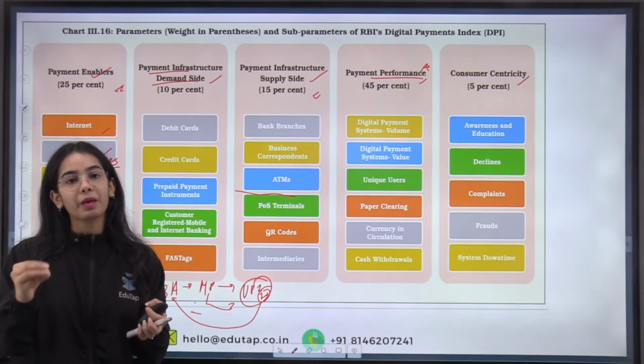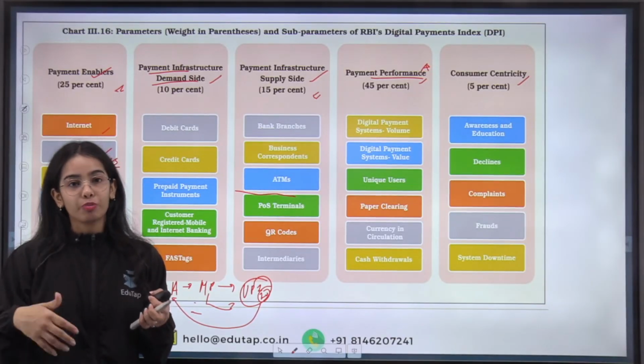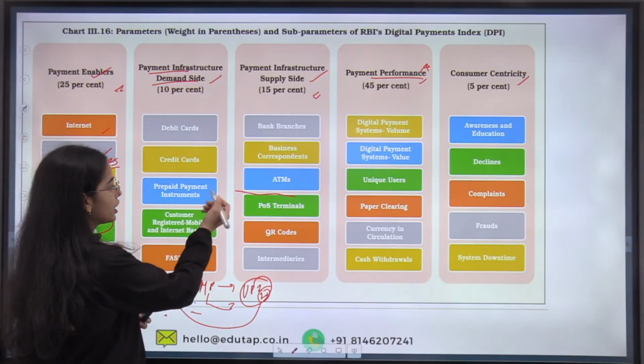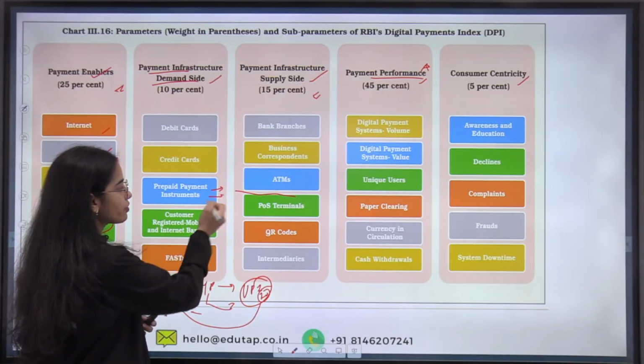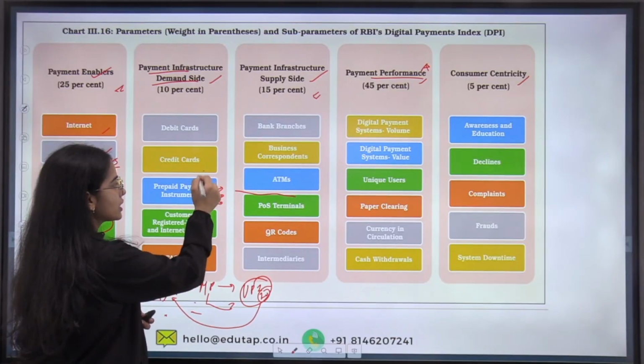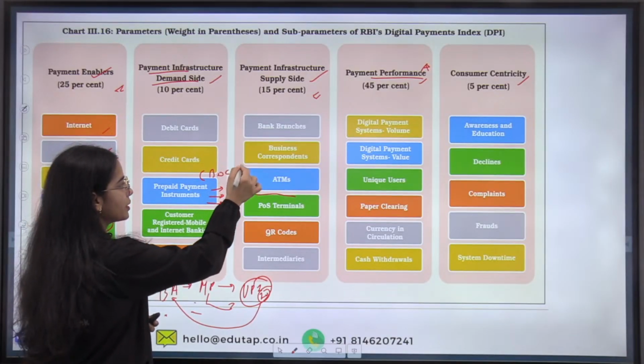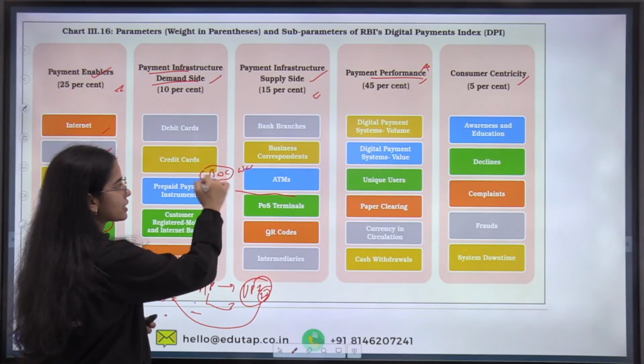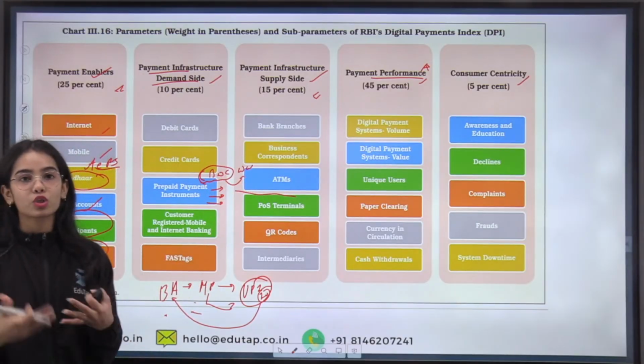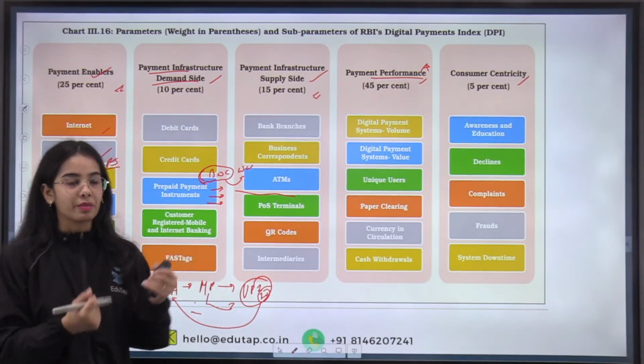Similarly, we have prepaid payment instruments like wallets to make the payment. Wallets means like the Paytm wallet you have, or let's say the PhonePe wallet. Now there is also the CBDC wallet coming up, the central bank digital currency wallet, through which you will also be able to make digital payments, right?